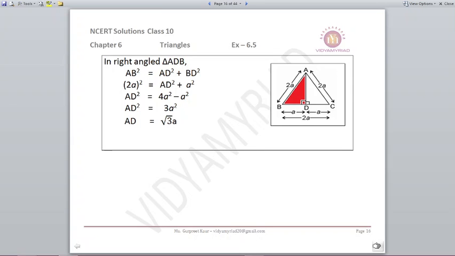So BD will be A, because BD is equal to DC and I know BC is 2A, so BD is equal to DC is equal to A. So in place of BD square, I can write A square. So 4A square minus A square, AD comes as root 3A. So all the measurements of the altitudes will be root 3A.